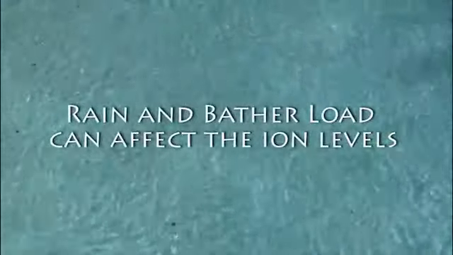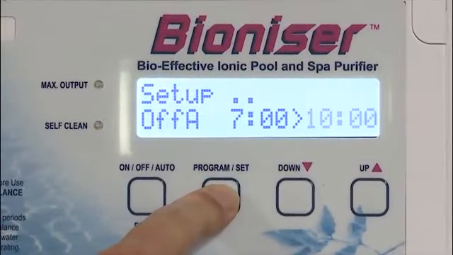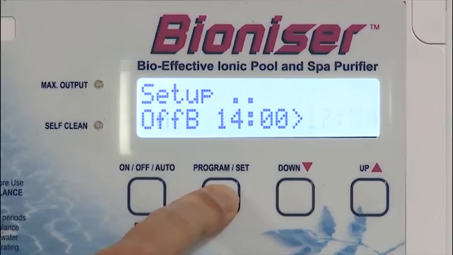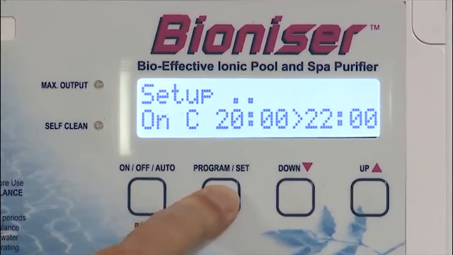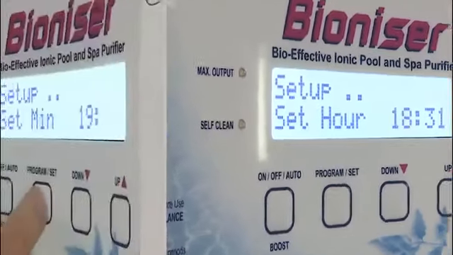However, rain and bather load can affect the ion levels from time to time. The Bionizer can be fine-tuned up or down for the power output and the ionizing time just by reprogramming the settings. The self-clean light will flash whenever the unit is actually in ionizing mode.